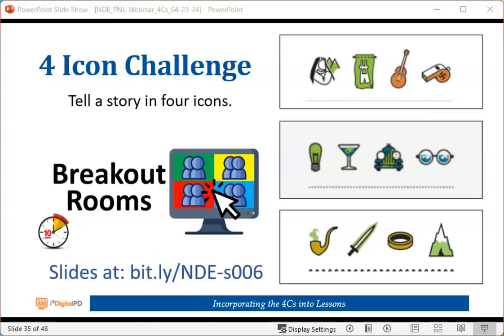Okay, so we're going to do this really cool, fun activity. So I'm going to throw this up into the chat. This is called the 4 Icon Challenge. It's going to make you guys really communicate, collaborate, be creative, and critically think. It's called the icon challenge. So I've taken 4 icons, I put them together. It's supposed to represent a story.